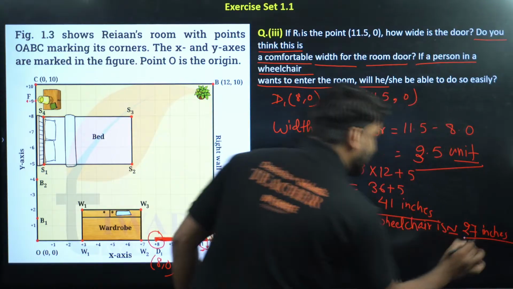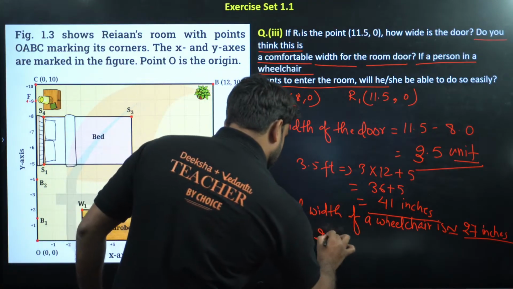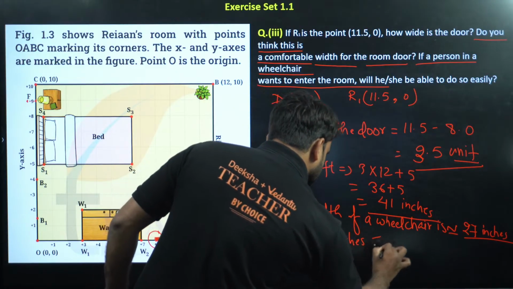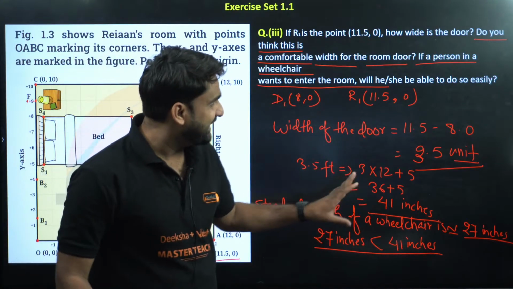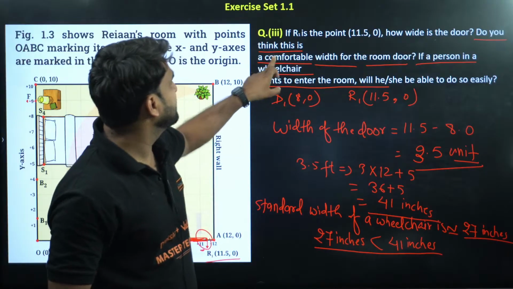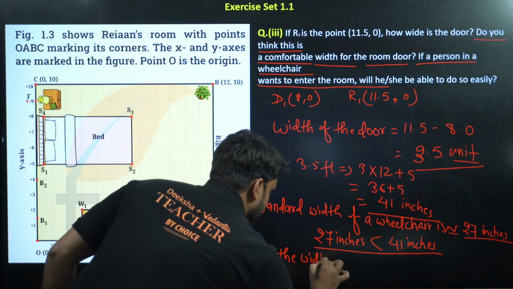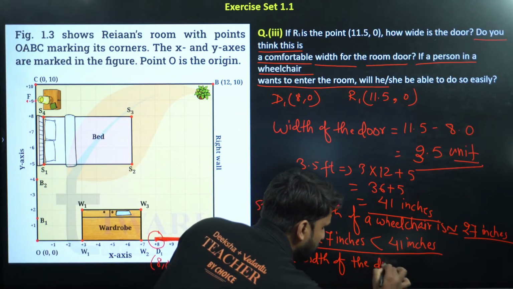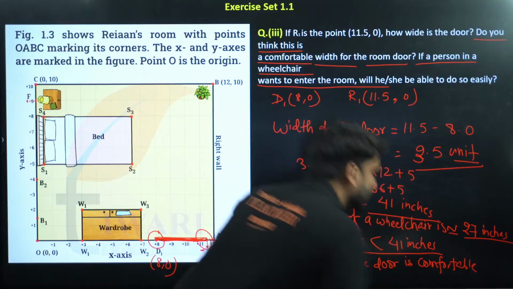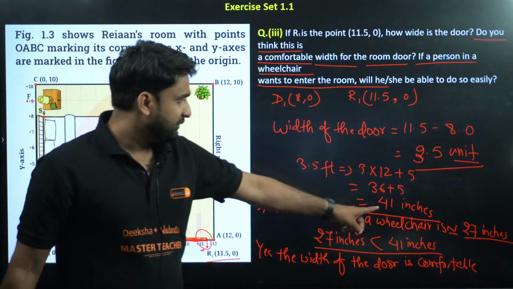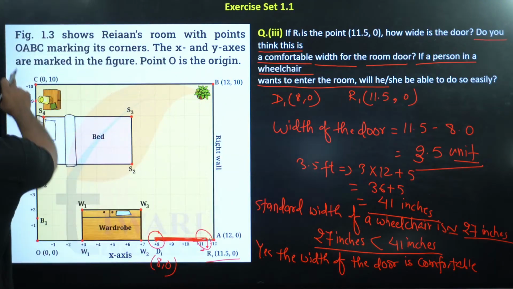Okay, 27 inches. And here the width of the door is 41 inches. So 27 inches is less than 41 inches. Hence, this width is enough to allow. So the question is, do you think this is comfortable? So yes, this is comfortable. Yes, the width of the door is comfortable because the width of the door we are getting here is 41 inches and the width of a standard wheelchair is 27 inches approximately.